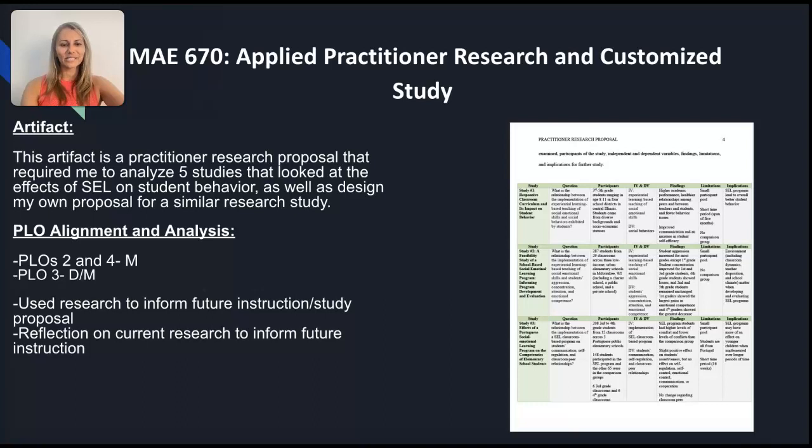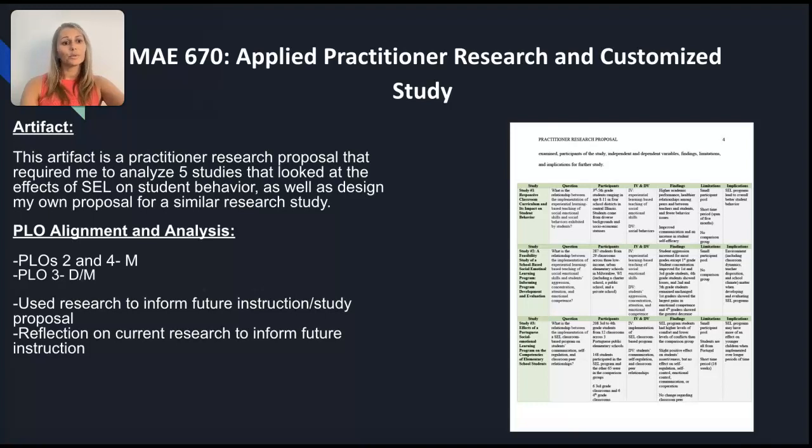And then lastly, this course, MAE 670, Applied Practitioner Research and Customized Study. I chose the artifact of the practitioner research proposal. So I had to analyze 5 studies, and I chose to look at the effects of a social emotional learning program on student behaviors, more specifically elementary behaviors. And then I used that research to design my own study based on SEL lessons and student behaviors. So this aligned really well with PLOs 2, 3, and 4.